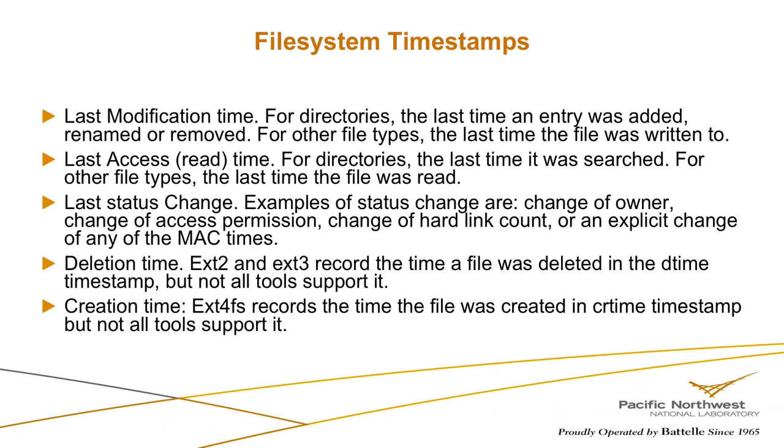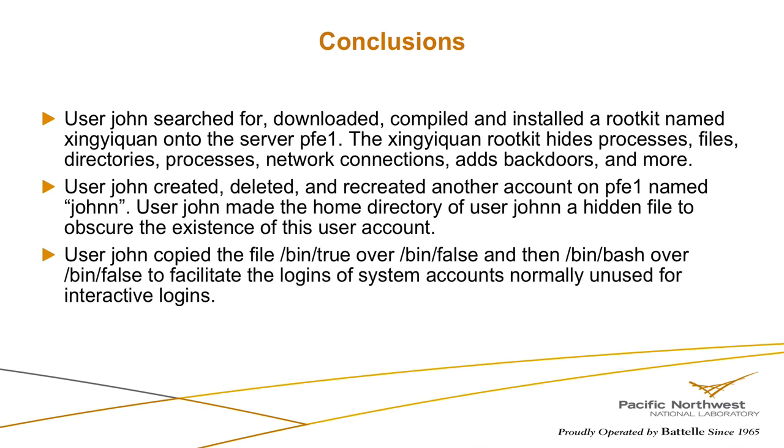Okay, timestamps. I know it's demo. Conclusions. John searched for and downloaded and installed a rootkit named Xingyiquan. I did some research on what Xingyiquan does. It's a rootkit that hides processes. It hides files, directories, network connections, creates backdoors, bad stuff. Go out to Packet Storm, you can download it and look at it.